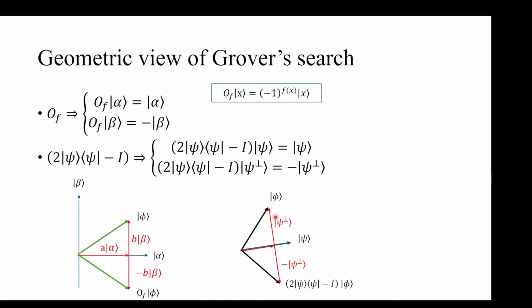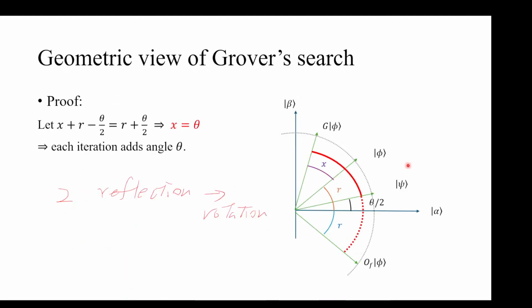Both the oracle and the psi step are reflections. The oracle is a reflection around alpha, the superposition of unmarked items, where beta is the superposition of marked items. And then we see that 2 reflections equal 1 rotation: you reflect around psi, you go down here, and then reflect around alpha, you go up here. Because alpha and psi have this angle theta over 2, what you do is rotate your state by angle theta.